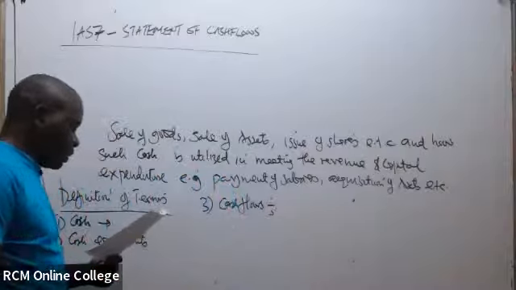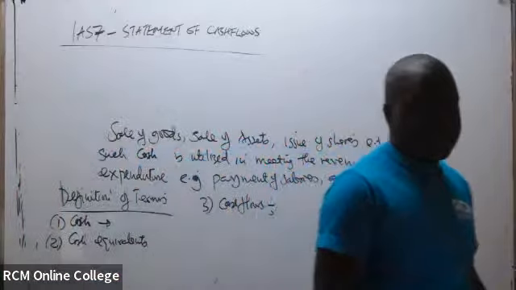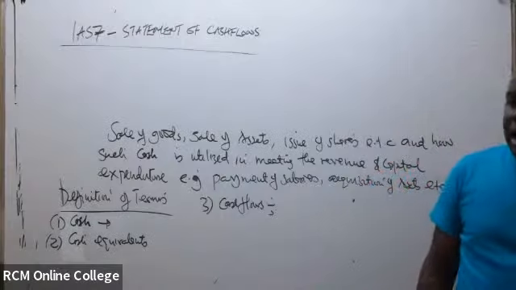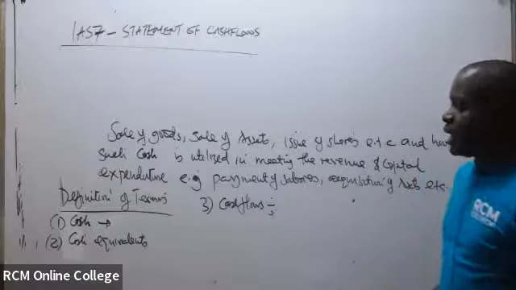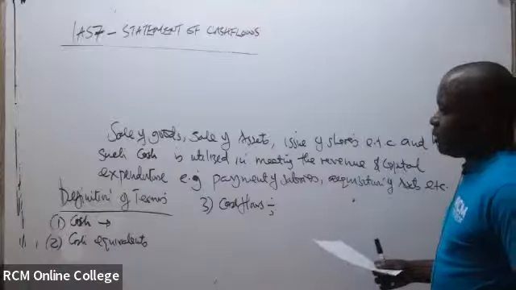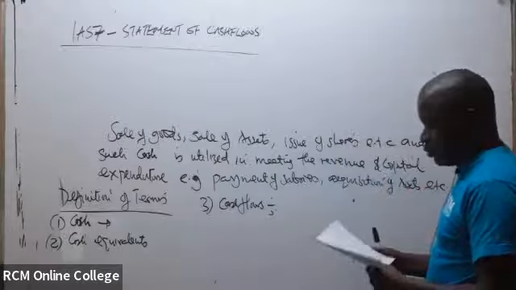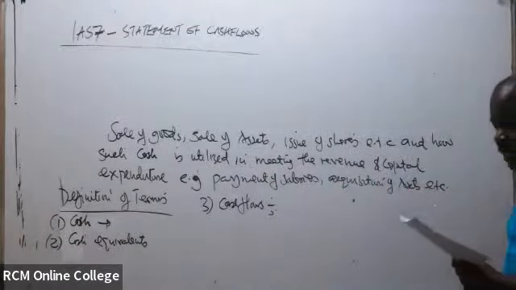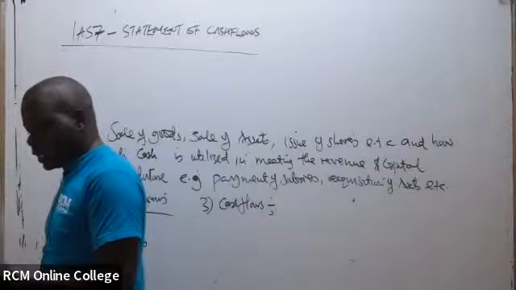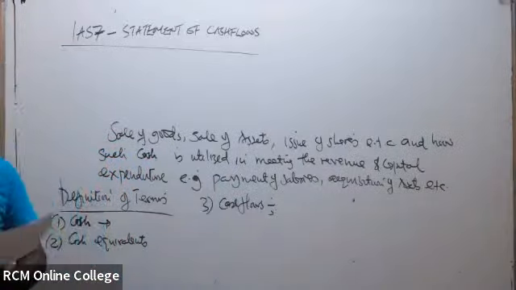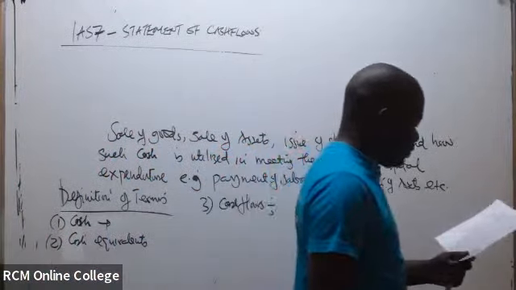Cash flows. These are inflows and outflows of cash and cash equivalents. So when they are coming in and going out, we refer to that process as what? As cash flows. In this case, these are inflows and outflows of cash and cash equivalents.